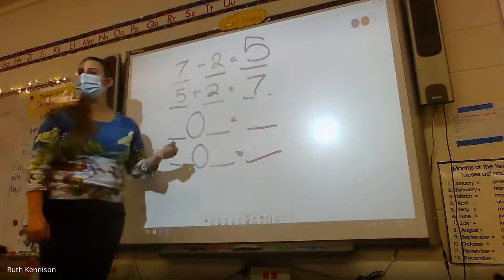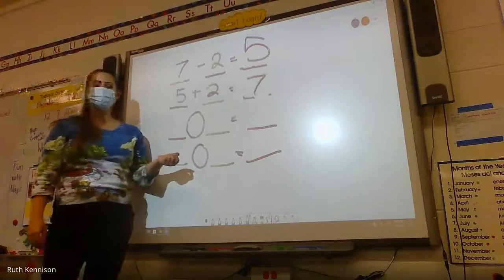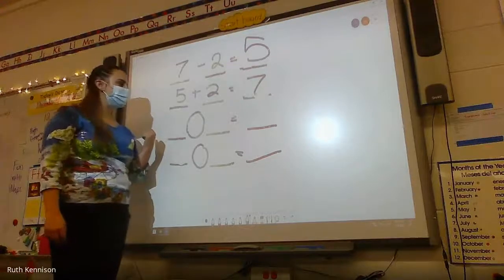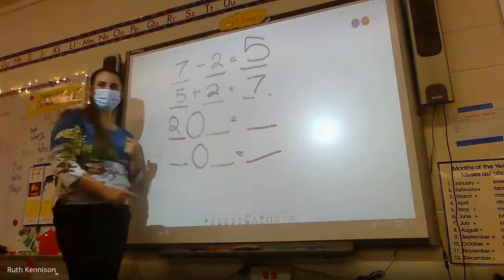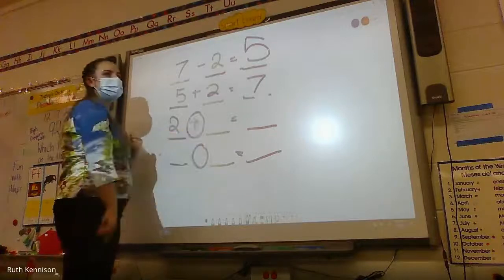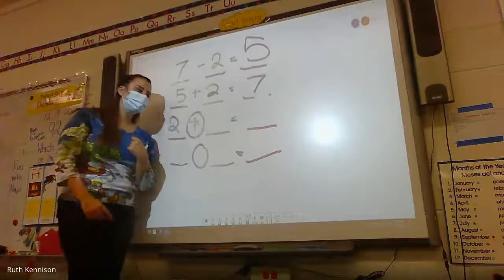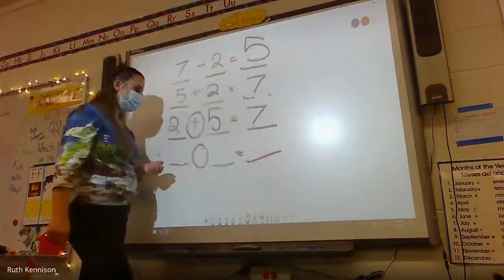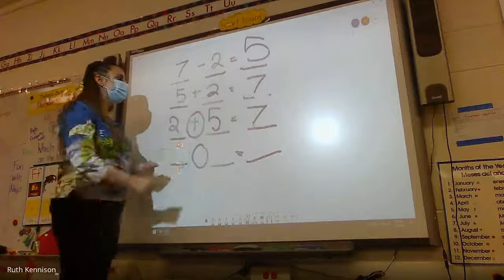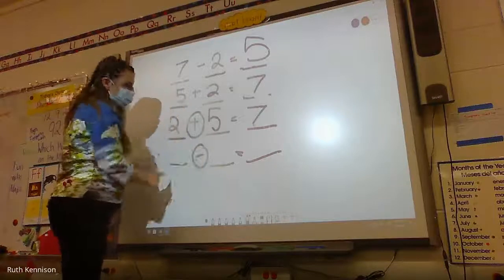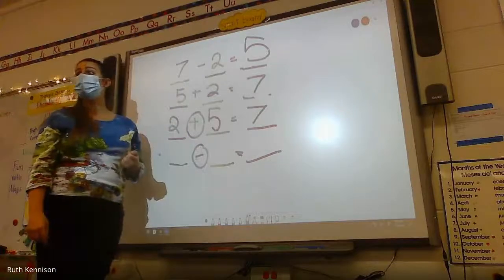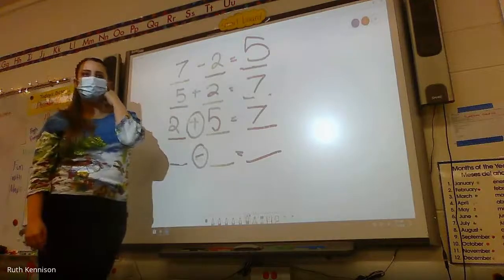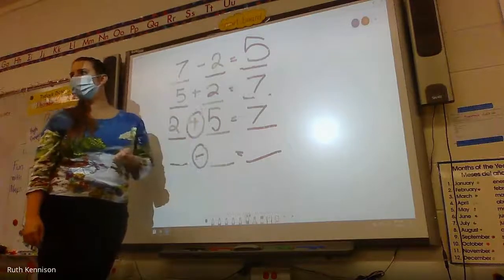Kennisson's losing her mind. What's going to be our next problem? Danny? 2 plus 7. I cannot do plus 7. And then 7. Okay? So if this one is an addition problem, my last one has to be a subtraction problem. Because I have 2 addition and 2 subtraction for every math family. Okay?